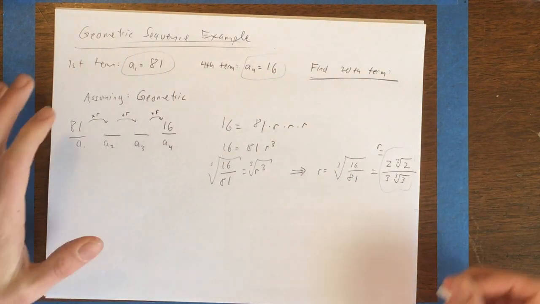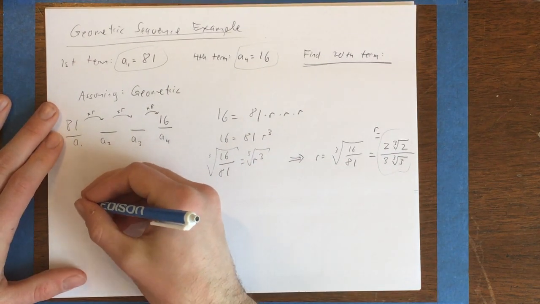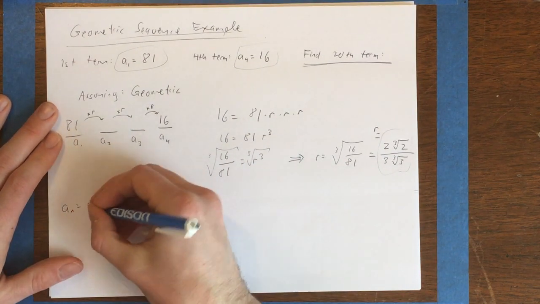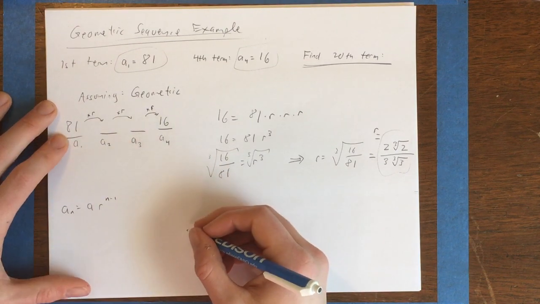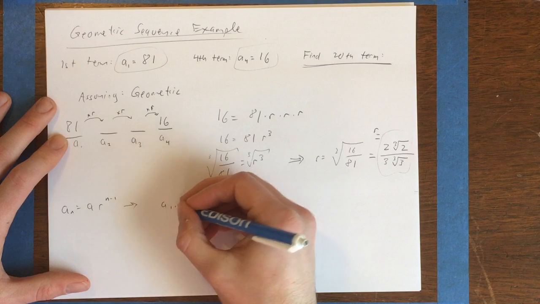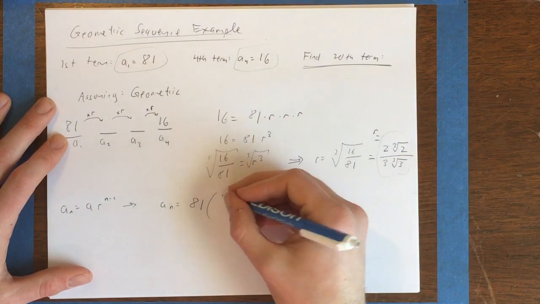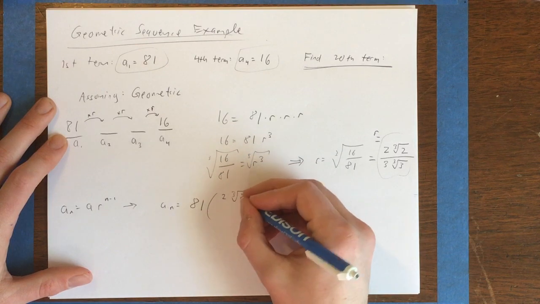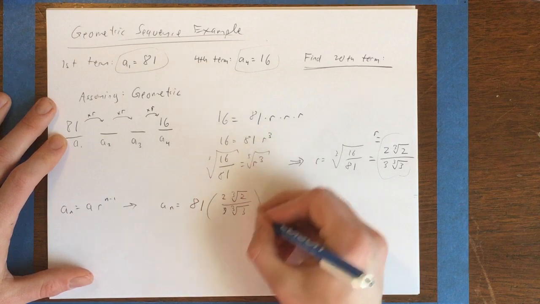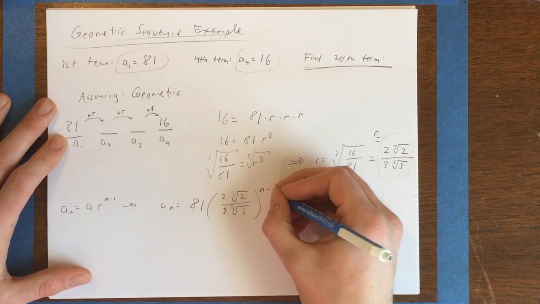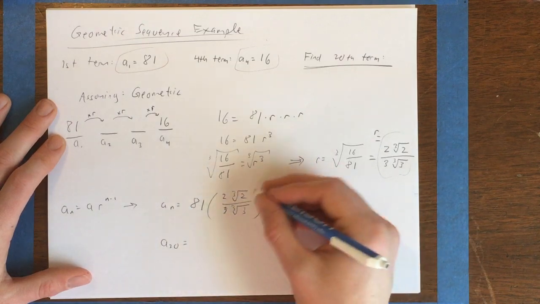So if we want to know an explicit formula for this, all we need to do is use the formula an equals a1 times r to the n minus 1. And so we'll use our first term. An is going to be 81, the first term, and then multiplied by our common ratio, 2 cube root of 2 over 3 cube root of 3, and then raise that to the power n minus 1. So now if we want to know A20, all we have to do is stick 20 in there.